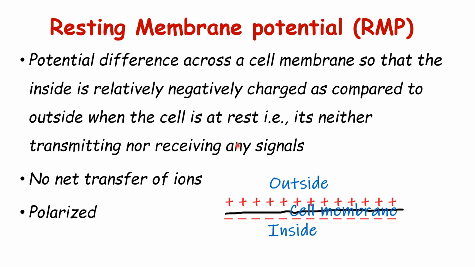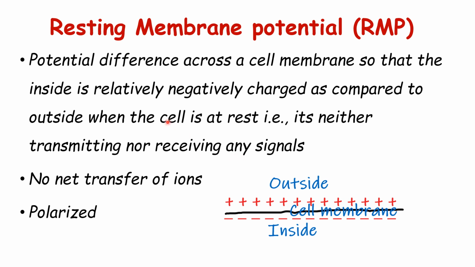Now coming to resting membrane potential, the constant membrane potential present in all cells at rest. There is another way to explain it. It is the potential difference across a cell membrane such that the inside is relatively negatively charged as compared to the outside when the cell is at rest. That is, it's neither transmitting nor receiving any signals.